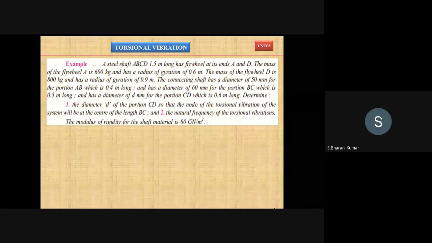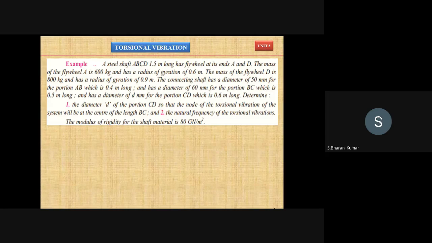The connecting shaft has a diameter of 50 mm for the portion AB, which is 0.4 meter long. Again, it will be a stepped shaft, because based on the data itself you can find out that it is a stepped shaft. It has a diameter of 60 mm for the portion BC, which is 0.5 meter long, and a diameter D for the portion CD, which is 0.6 meter long.